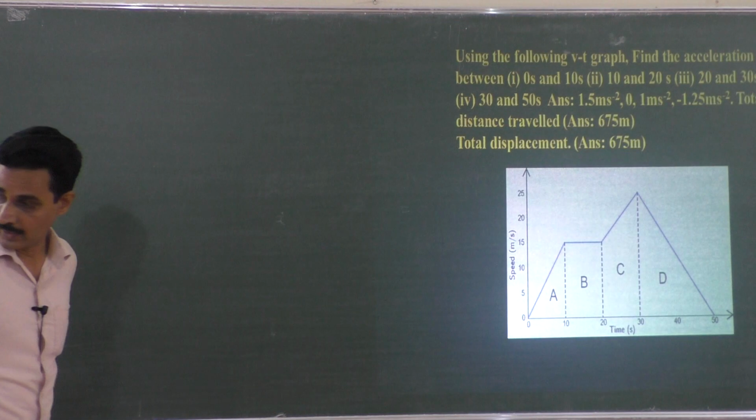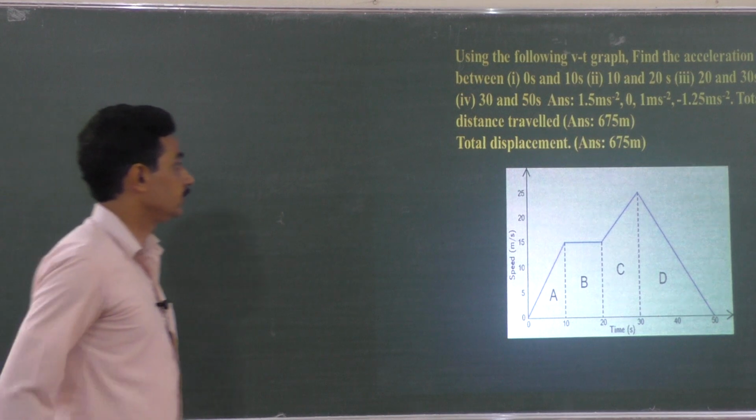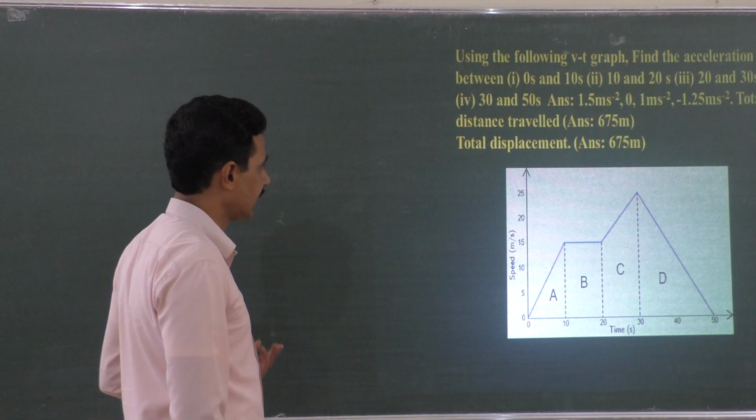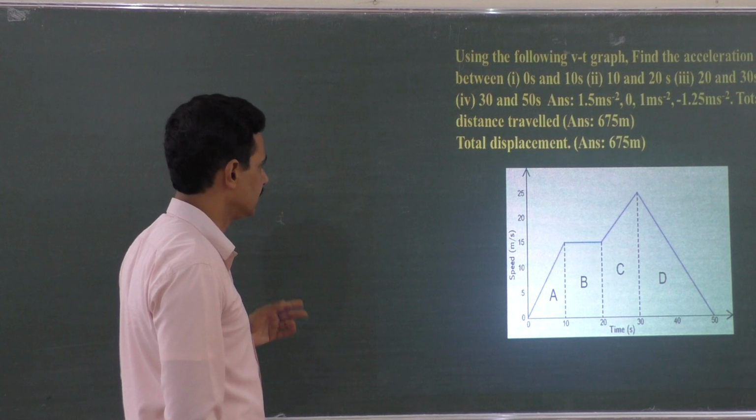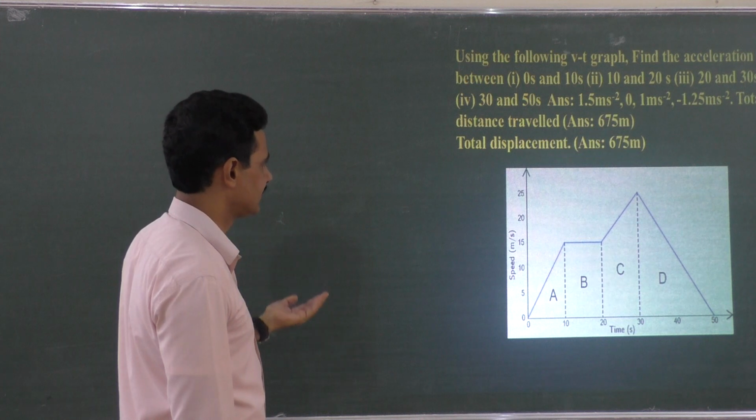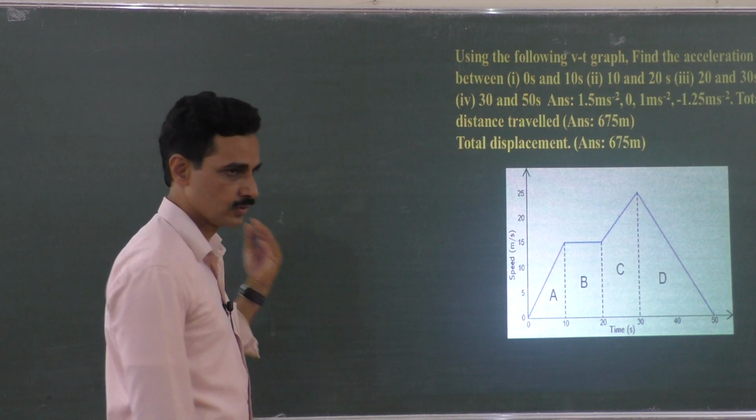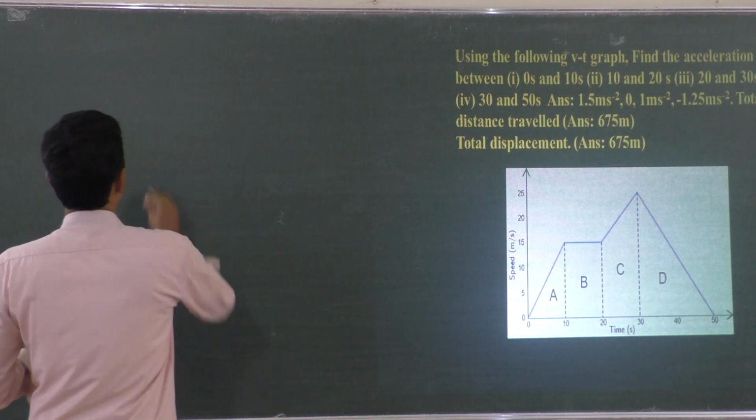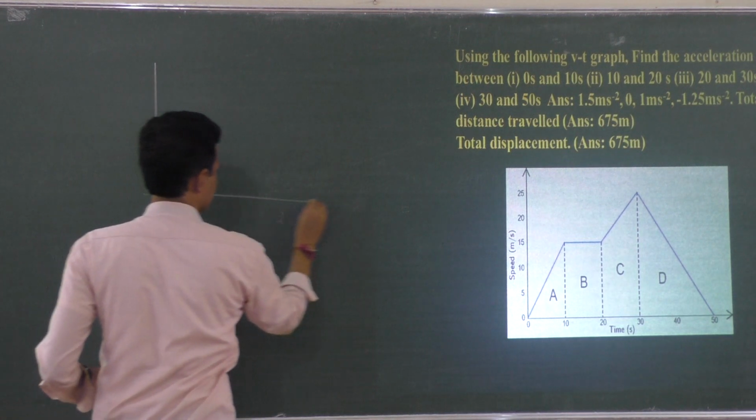Yeah, here we have a problem. Using the following VT graph, find the acceleration between 0 and 10 seconds, 10 and 20, 20 and 30, 30 and 50. Just find out, and the total distance, again, total displacement. So you had many questions here. Shall I draw the graph first? Yeah, the graph is like this.